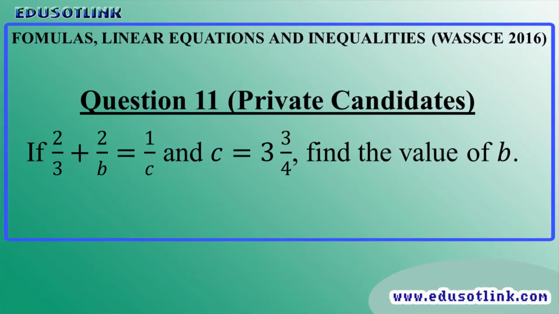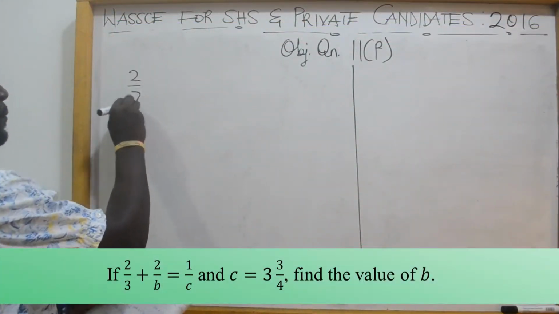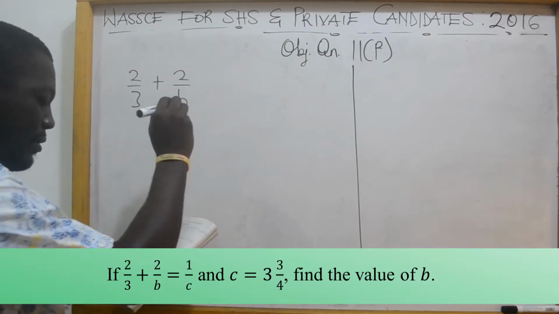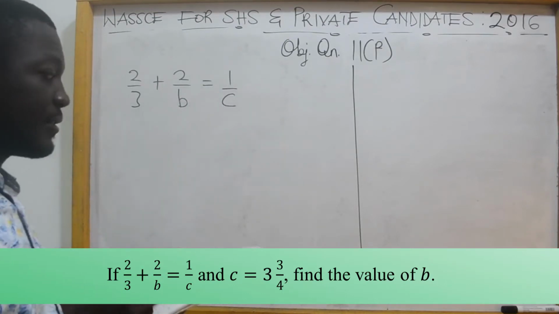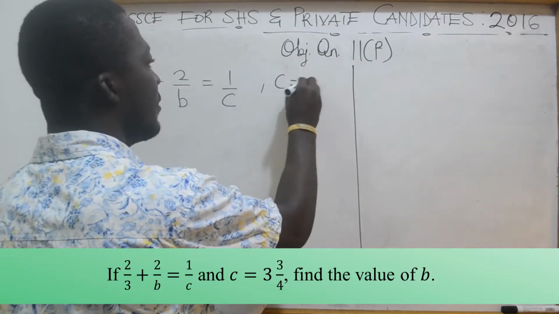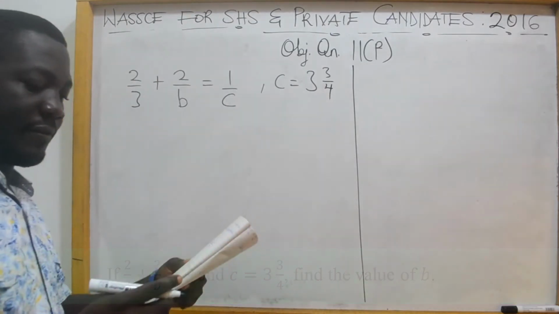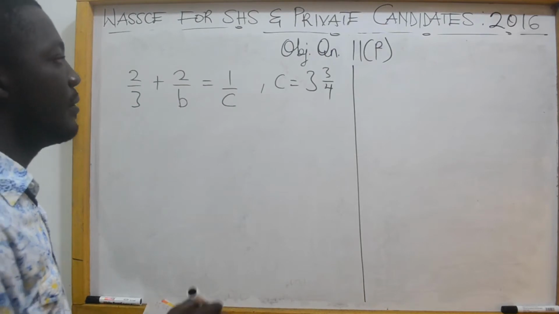Objective question 11P, meaning for private candidates. If we divide this, 2 out of 3 plus 2 out of B is equal to 1 out of C, and C is equal to 3 whole number 3 over 4. Find the value of B.